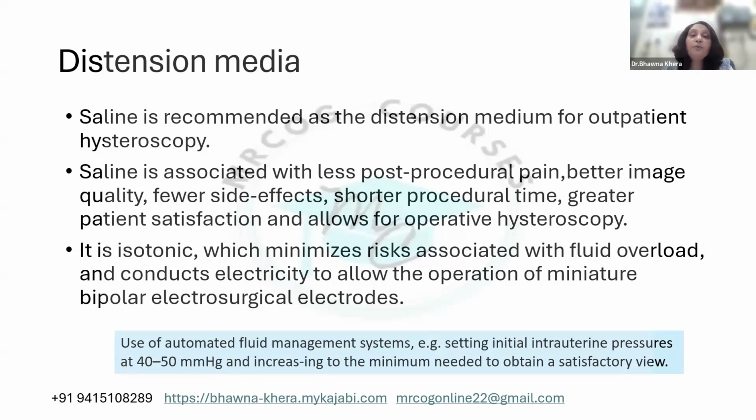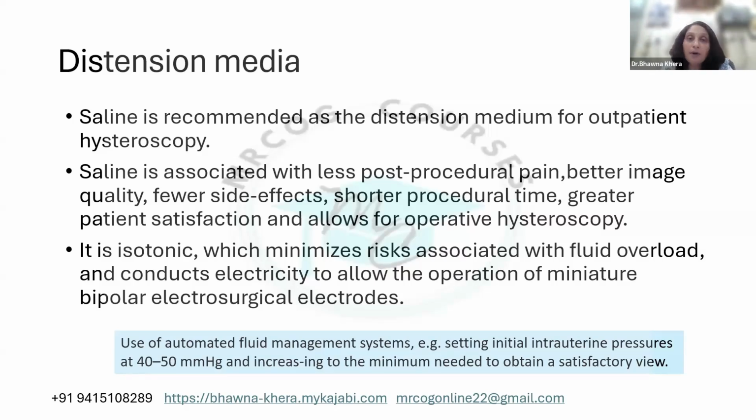Now, with the use of automated fluid management systems, set initial intrauterine pressures at 40 to 50 millimeters of mercury. 40 millimeters of mercury is actually taken to be a good pressure, for safety and for good pain relief as well. Up to 40, the patient is comfortable. As we go above 40, the patient feels pain, and as we go beyond 50, it is largely painful.